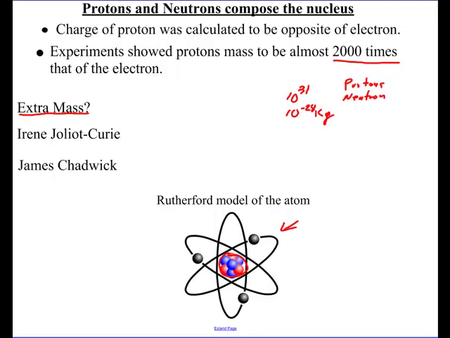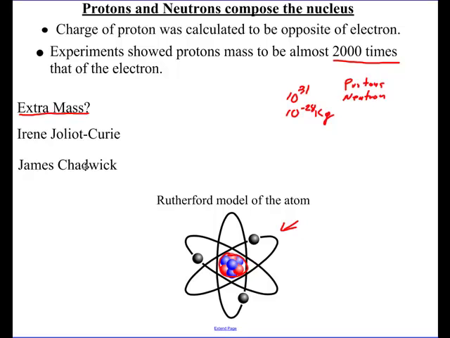And about 30 years later, Irene Joliot-Curie discovered a beam that could go through almost anything. And then a guy by the name of James Chadwick took this beam and found out that it wasn't deflected by an electrical charge, wasn't deflected by a magnetic field, and he eventually came up with the idea of the neutron. And so that's kind of where we stand at this point.